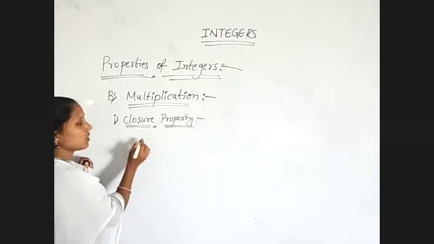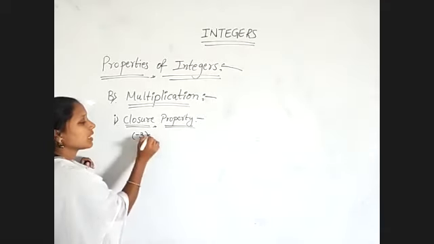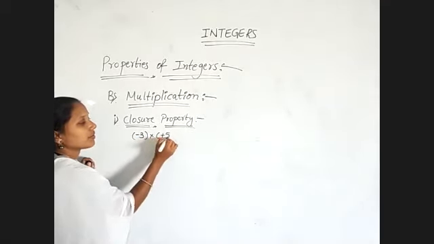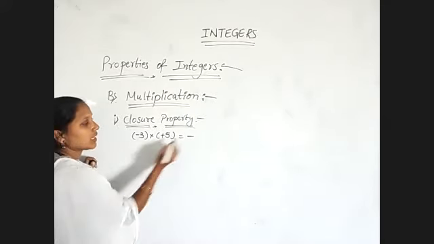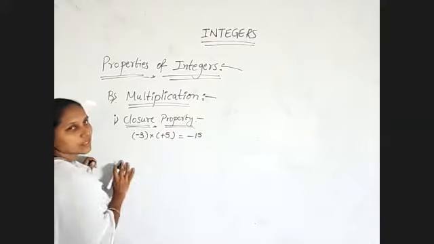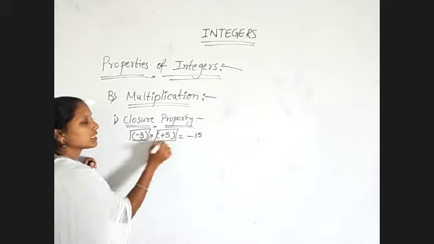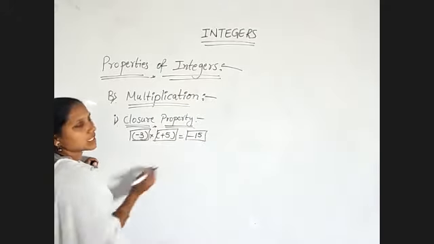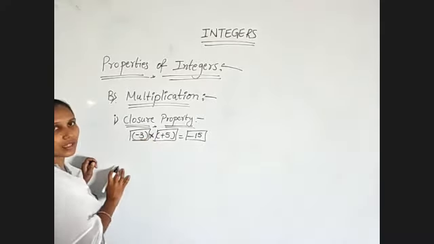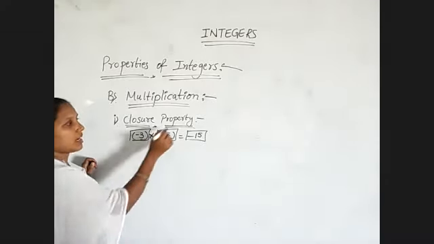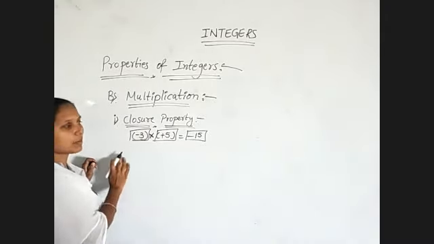Now observe. Here, instead of addition, we have to perform multiplication. -3 into +5 is equal to... minus into plus is minus, 3 fives are 15, so -15. So when you multiply any two integers, the result is also an integer. That means the closure property is applicable for integers under multiplication also.